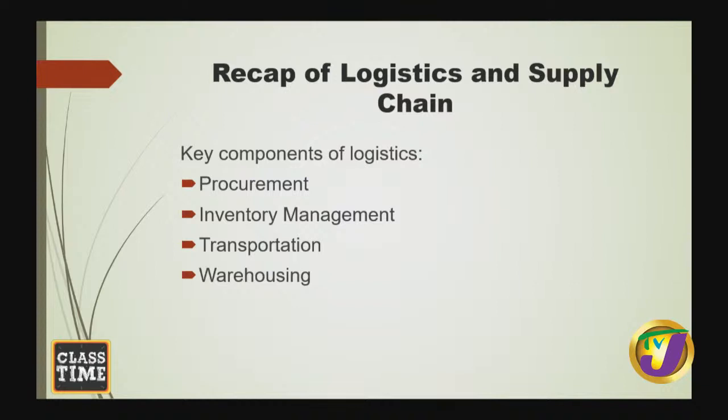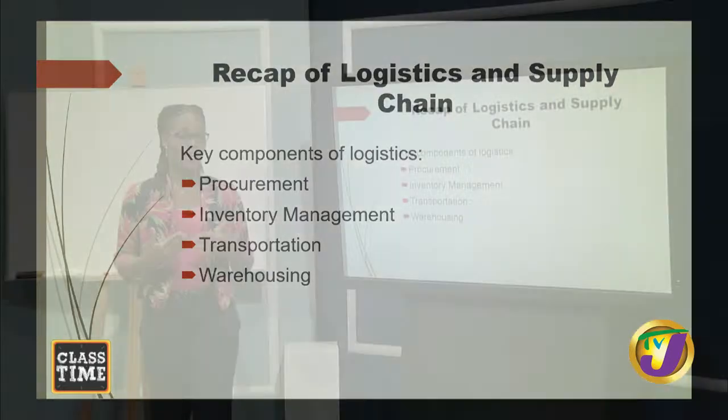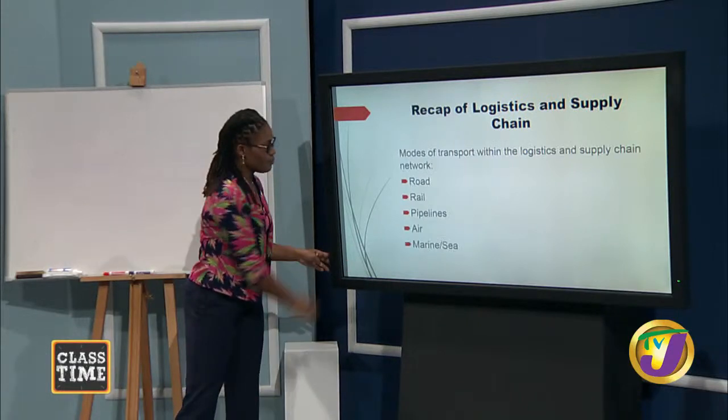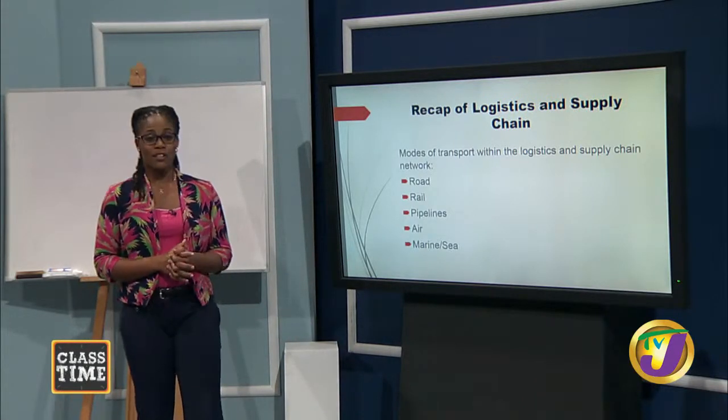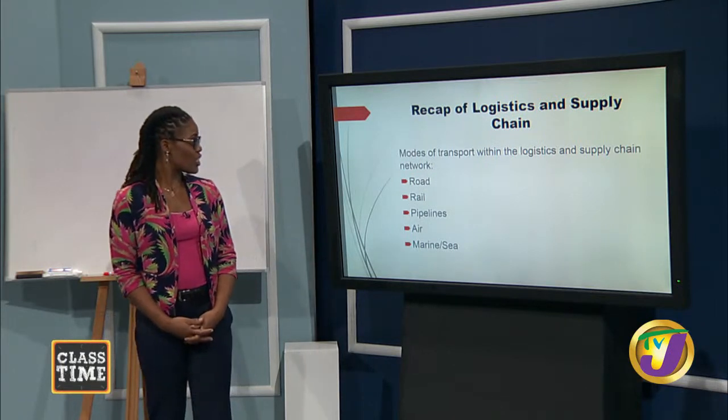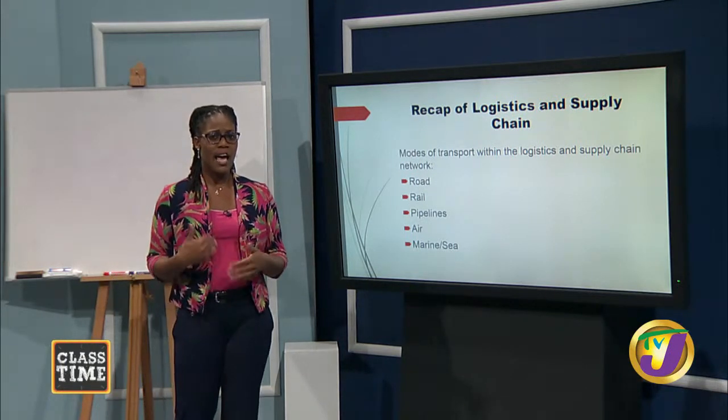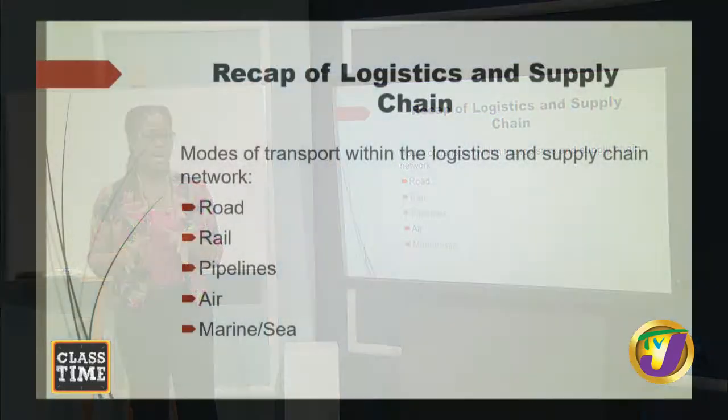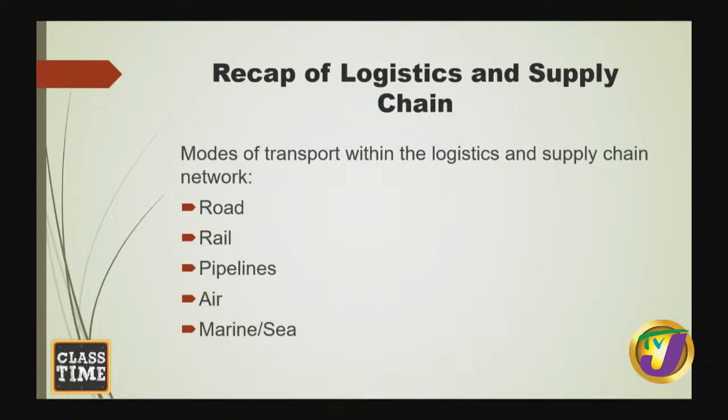We looked at transportation and how important transportation is in taking raw materials to the factory and taking finished products on to the consumer. We looked at warehousing, and we looked at the fact that warehousing served an inbound and an outbound function. Wonderful. Now, we also looked at the modes of transport within the logistics and supply chain network. We looked at their advantages and their disadvantages. So just a recap of those modes. So we looked at road, rail, pipelines, air, marine, or sea transport.